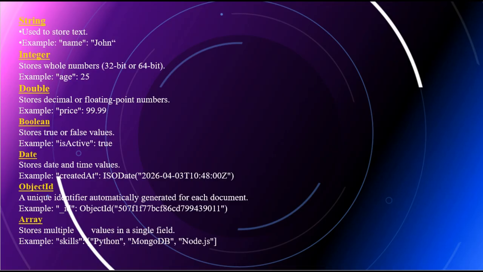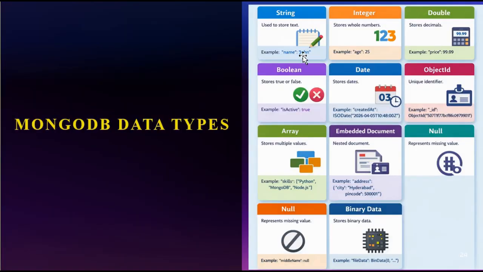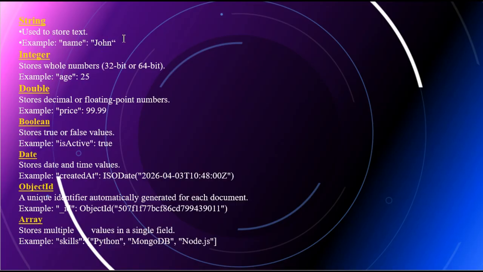Coming to the string. It is used to store text, written inside quotes like this. See that name and John, written inside the quotes. It can store names and messages, etc. For example, name: John. It is the most common data type in documents.